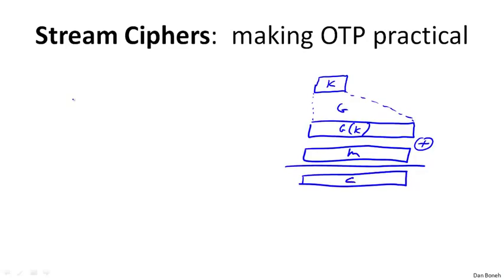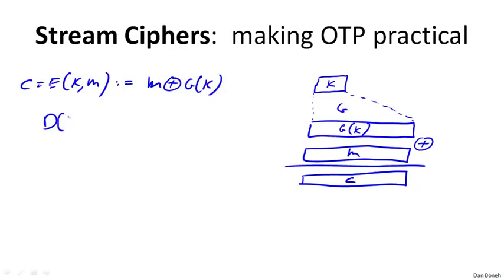Or if we want to write this in math, we'll write C equals the encryption of the message M with a key K, which is simply defined as M XOR G of K. And then when we want to decrypt, basically we do exactly the same thing. It's the ciphertext XOR G of K, just like in the one-time pad, except that instead of XORing with K, we XOR with the output of the generator applied to K. So the first question to ask is, why is this secure?